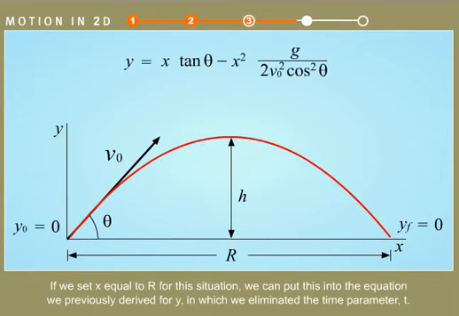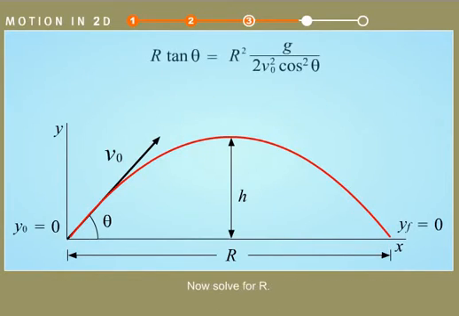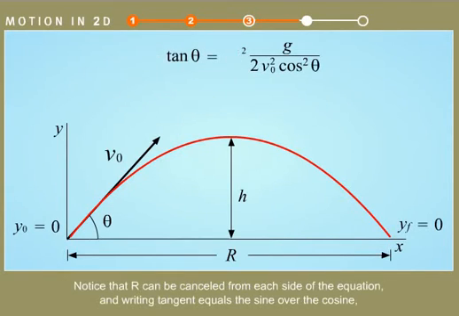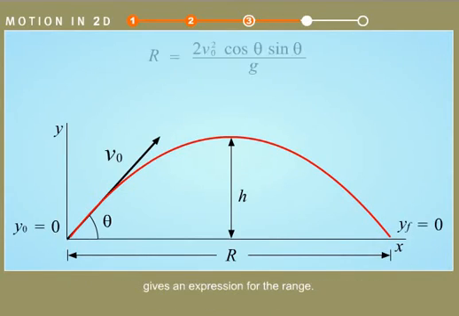If we set x equal to r for this situation, we can put this into the equation we previously derived for y, in which we eliminated the time parameter t. Now solve for r. Notice that r can be canceled from each side of the equation, and writing tangent equals the sine over the cosine gives an expression for the range.